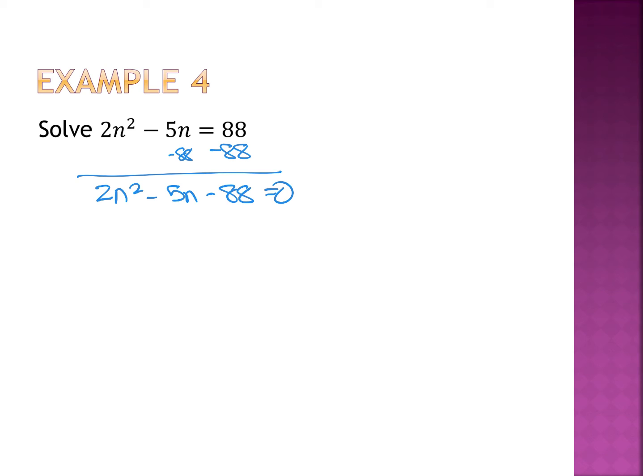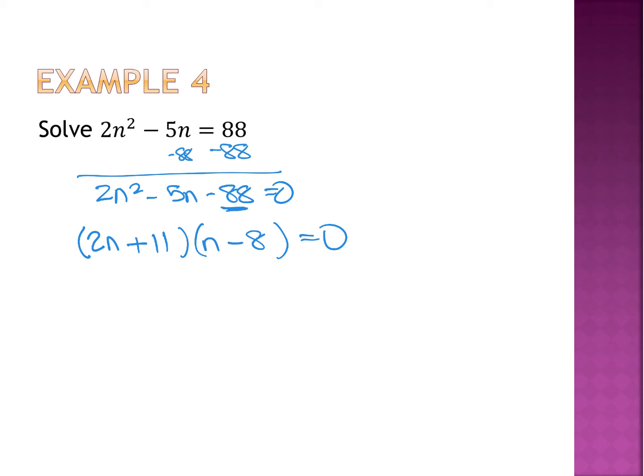Because I now have a quadratic equation that's set equal to 0, I can go ahead and factor this. With 2n and n, 2 is prime, so that's going to factor nicely. Because I have a negative 88, I know that one factor's constant is positive and one is negative. If I factor this, I get 2n plus 11 and n minus 8 as my two factors.